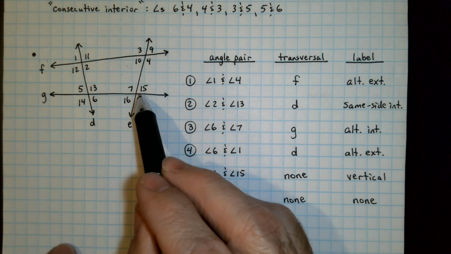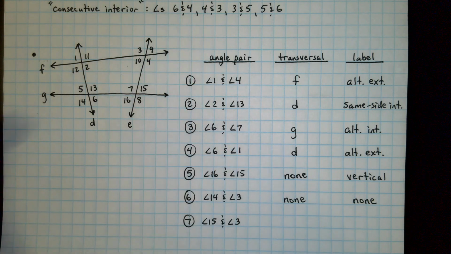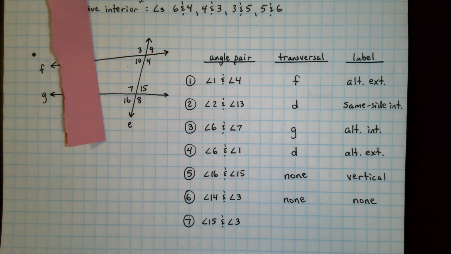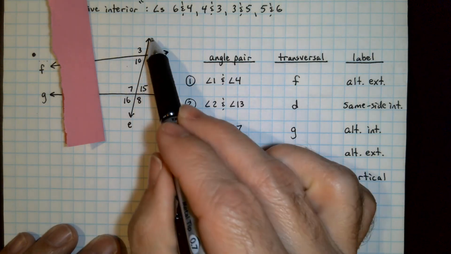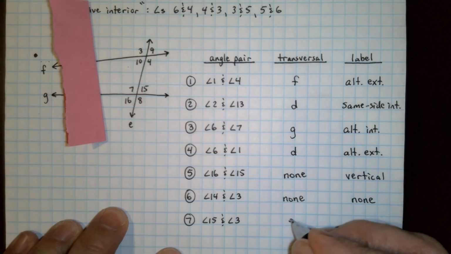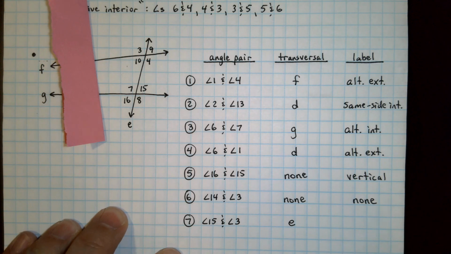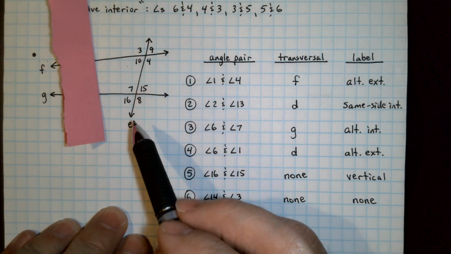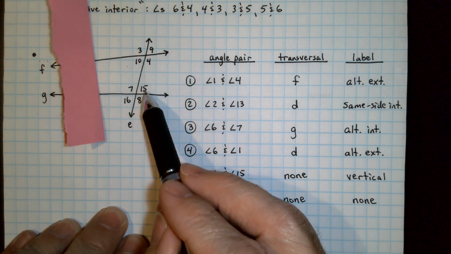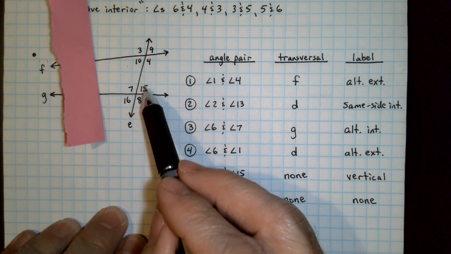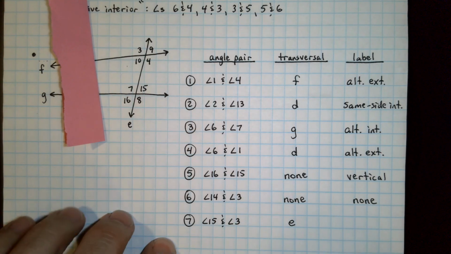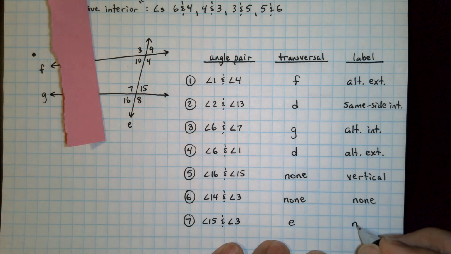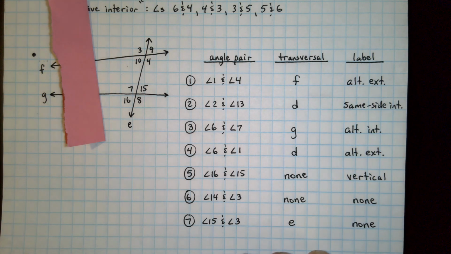Our final one, angle 15 and 3. Angle 15 is here, and 3 is here. We're not using these groups. These two lines are being crossed by line E, so E is the transversal. But we've got an interesting situation that happens here. Angle 3 is an exterior angle. Angle 15 is an interior angle. But they're on different sides of the transversal, and we don't have a label that fits that description. So we have to put none for that pairing as well.